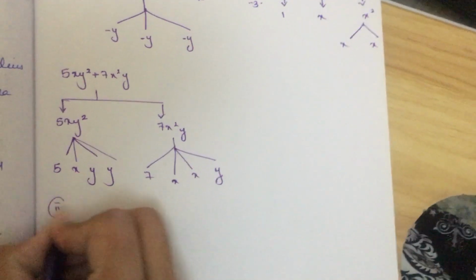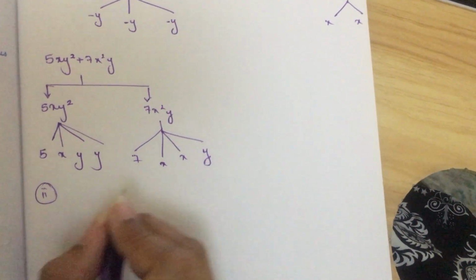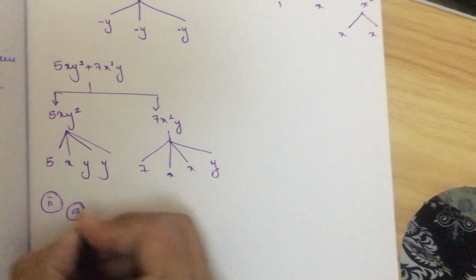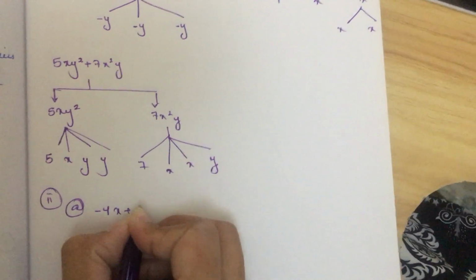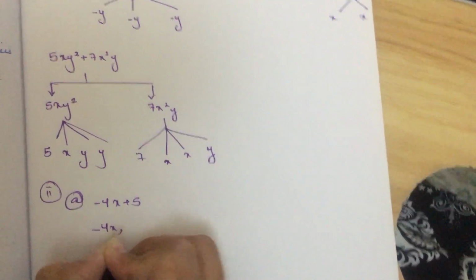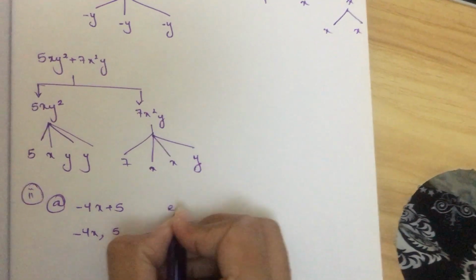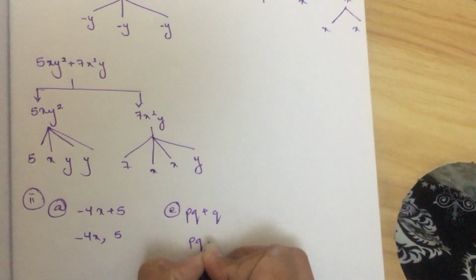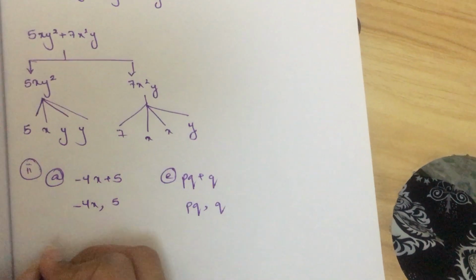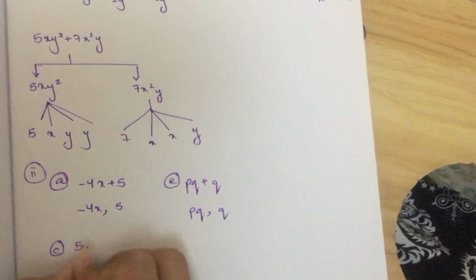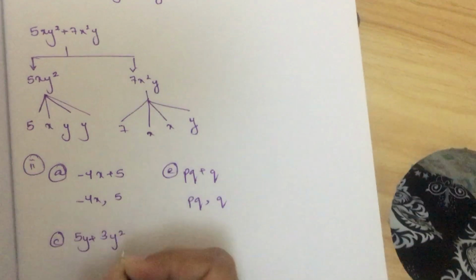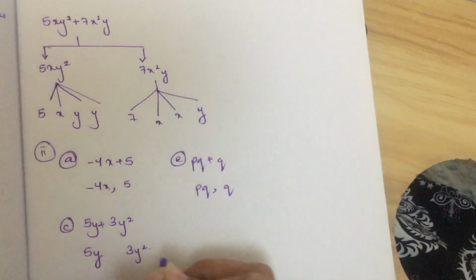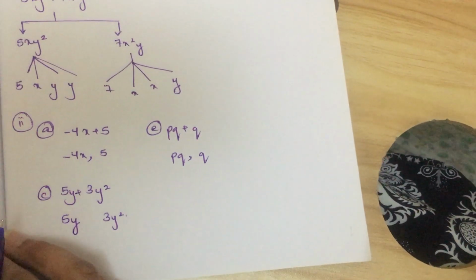The second part of this question is identify the terms in the expression below. Only I need to identify the terms. So the first one is minus 4x plus 5. So minus 4x, comma, 5 are the terms here. Going with the next one, pq plus q is there. So pq is one term and q is the second term there. Going with the next, 5y plus 3y square is there. So 5y is one term and 3y square is the other term here.